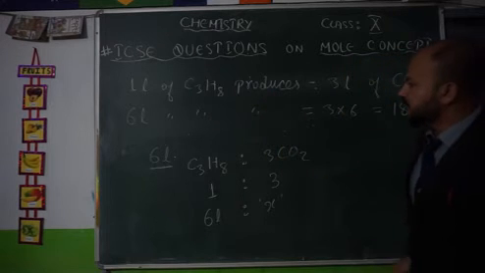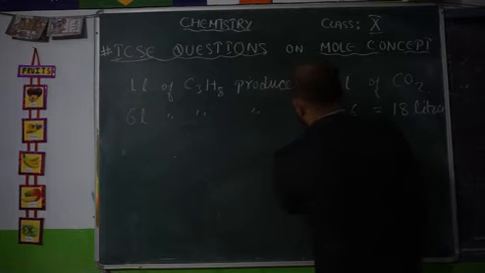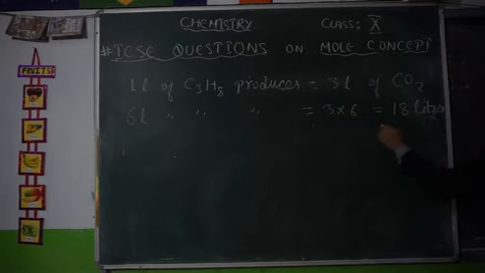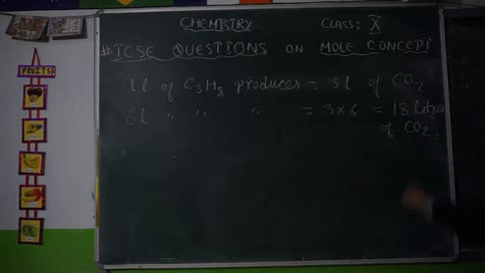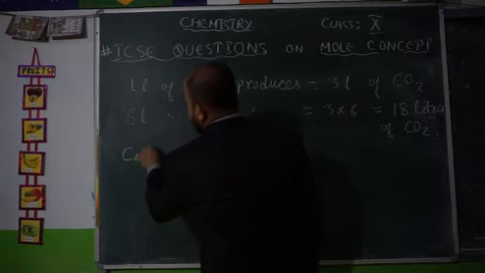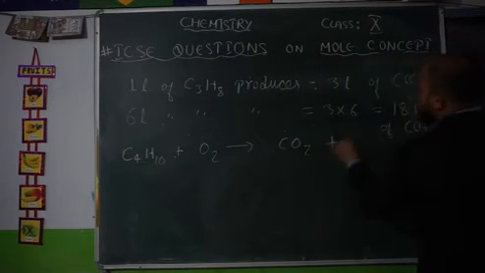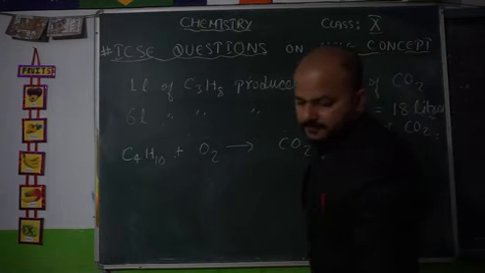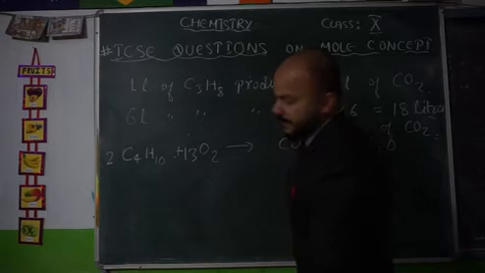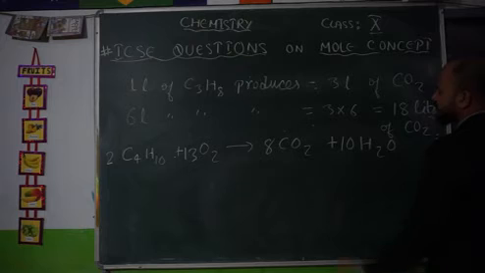Similarly, they have given us the other equation as well. So the other equation that they have given is of butane. So let's start the equation first. You have to remember 18 liters of carbon dioxide is produced from propane. The next equation that we have is butane, C4H10 combining with oxygen to give you carbon dioxide and water. So let's write its balanced form. 2 C4H10, and we have 8 moles of carbon dioxide, and we have 10 moles of water.